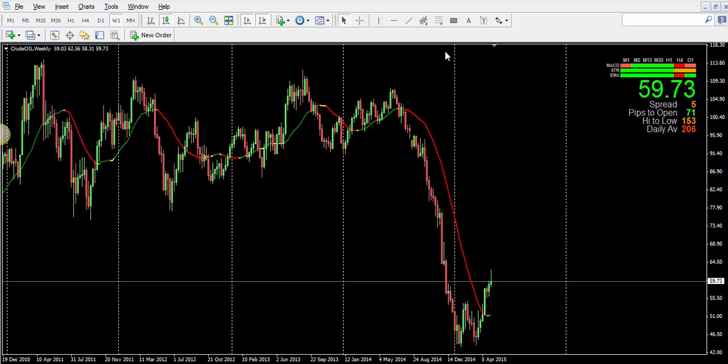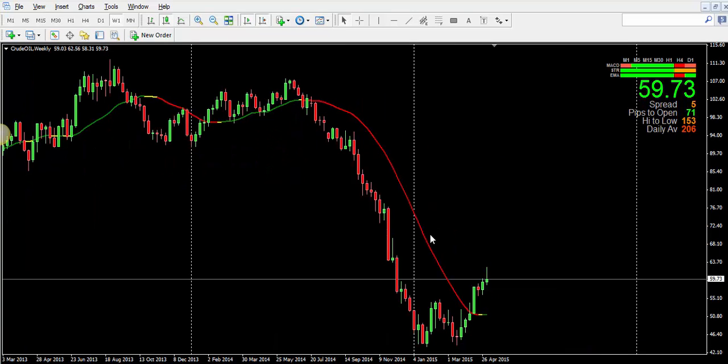Crude oil chart, weekly chart. 1, 2, 3, 4, 5, 6, 7. For the past 7 weeks, we've been bullish. No more new lower lows. We've got higher highs. Every week there's a new high. 1. This week wasn't there. 2, 3, 4, 5, 6. So this week is closing up bullish as well. We are above the 20 moving average.